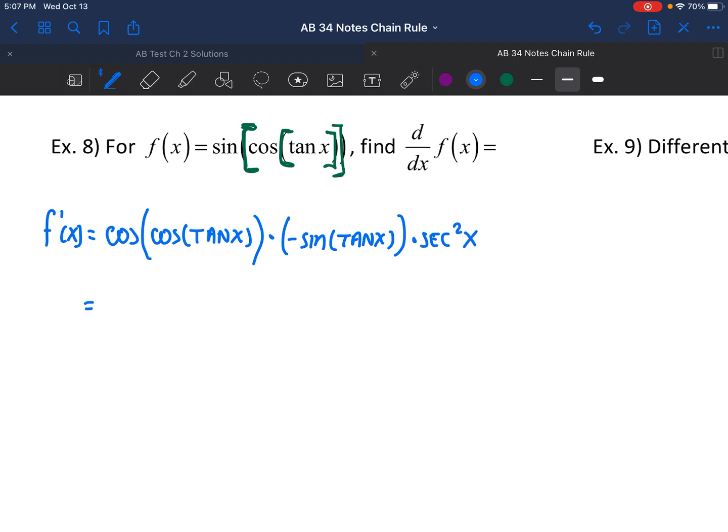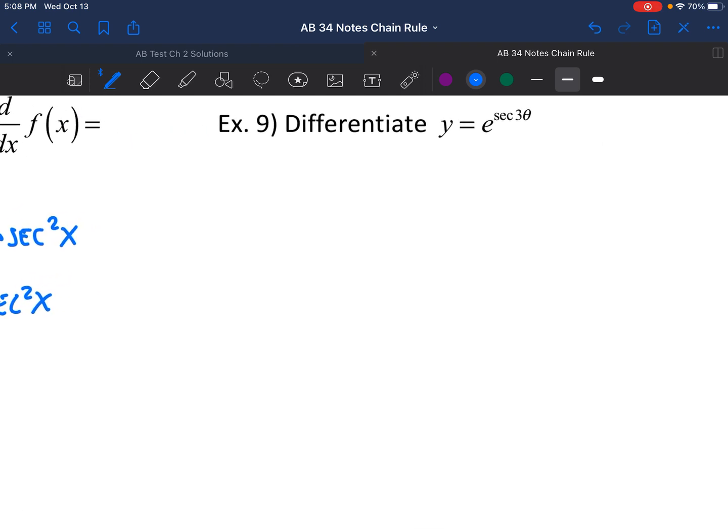So we have cosine of tan x multiplied by, I'm going to pull that negative out in front, sine of tangent of x multiplied by secant squared of x. That's not too bad. Derivative of the outside times the inside. So you're pulling away one layer at a time by taking the derivative.